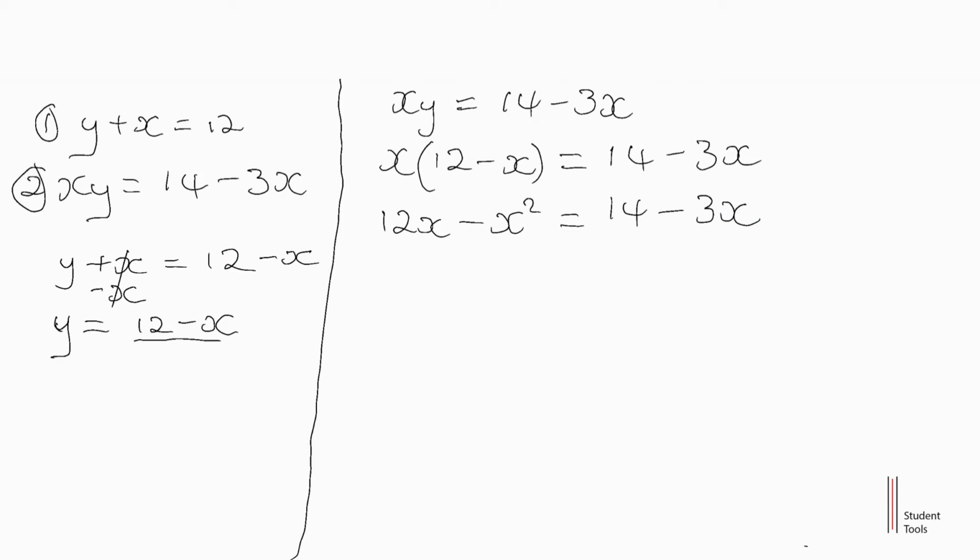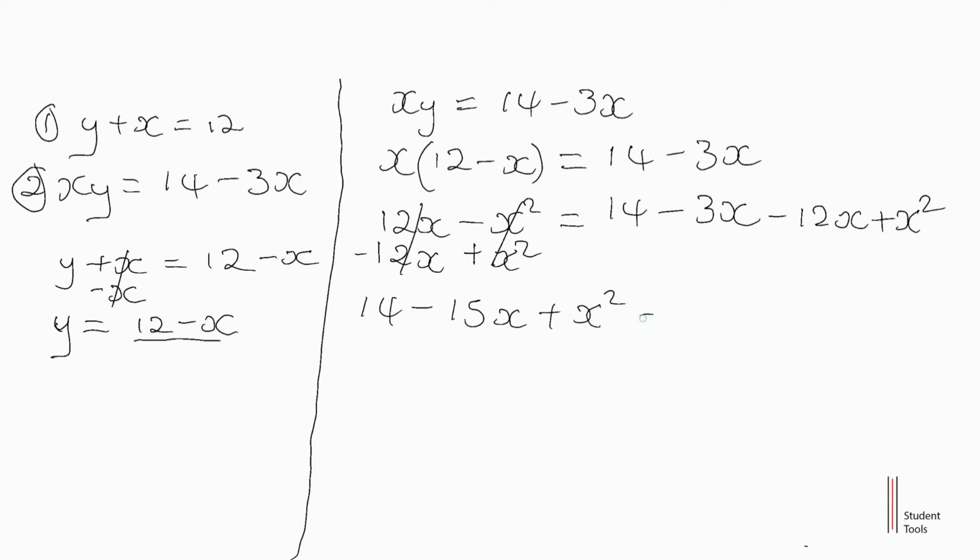Alright, now let us take everything from the left hand side to the right hand side. So we'll start with 12x. We will subtract 12x and also subtract 12x this side as well. We will add x squared and also add x squared this side. So this will be equal to 0. So now we have 14 minus 3x minus 12x, that is minus 15x plus x squared equal to 0.